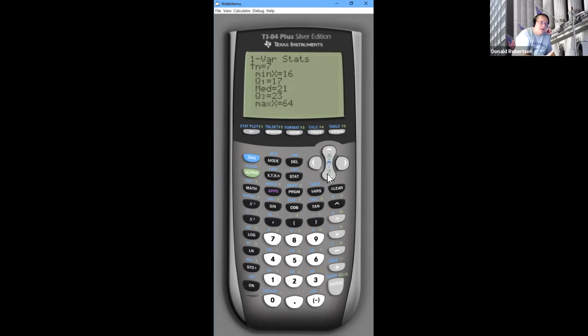So I'm trying to sell the calculator to you, right? That it is going to help you get the answers in a much more efficient way. And it's accurate, provided you type in the data the right way. You're going to get the right answer every time.